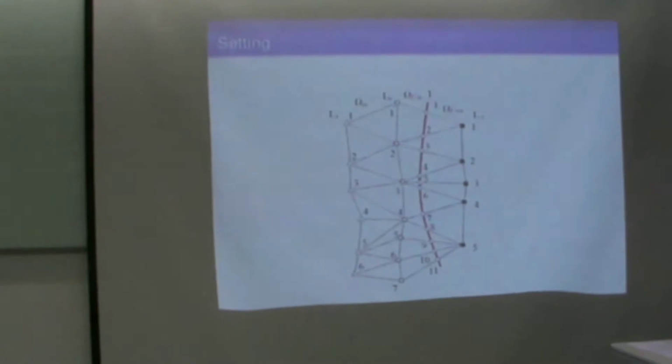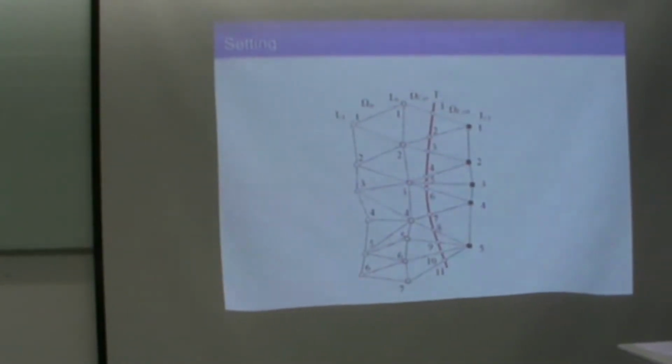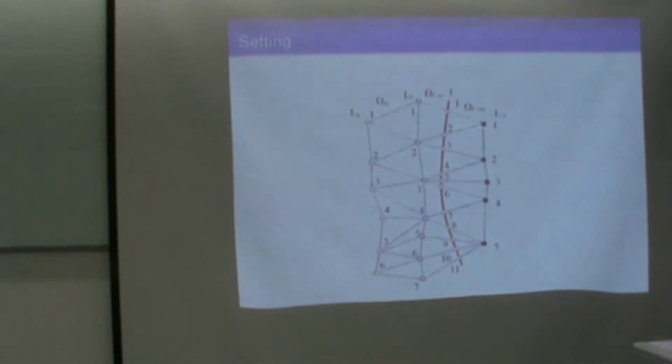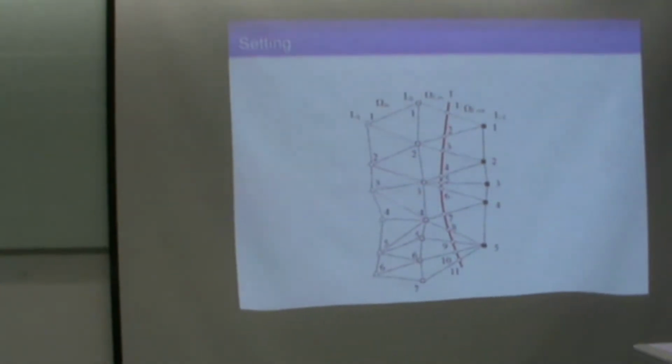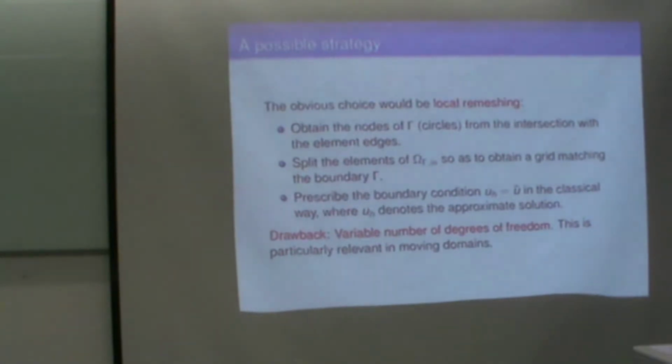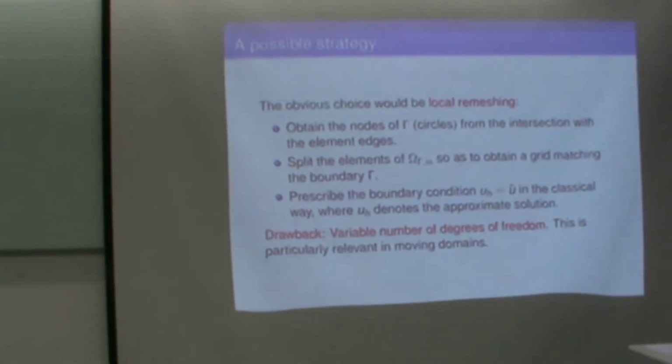I don't have to explain anything. Just for notation, we have a fixed background mesh, and we have a boundary gamma where we want to impose a certain boundary condition, u equal to something, on that embedded surface. So, obviously a possible strategy would be local remeshing.